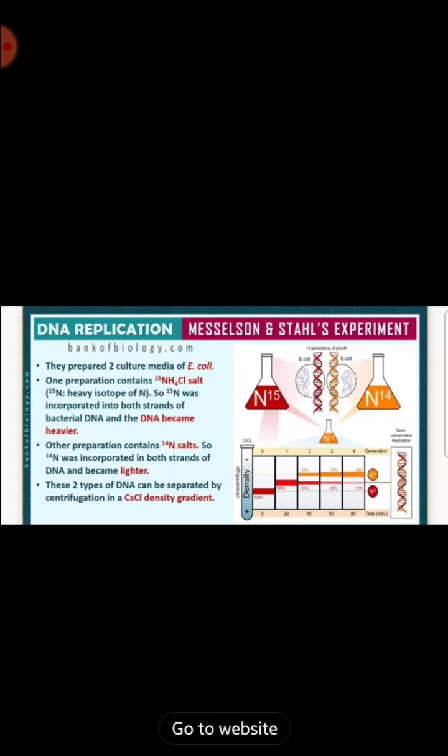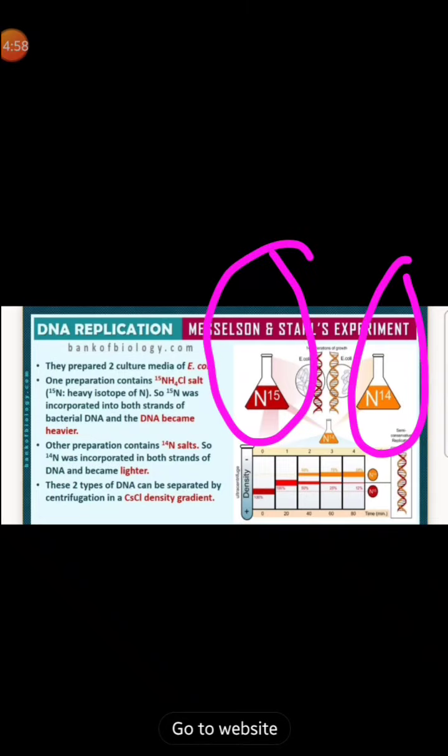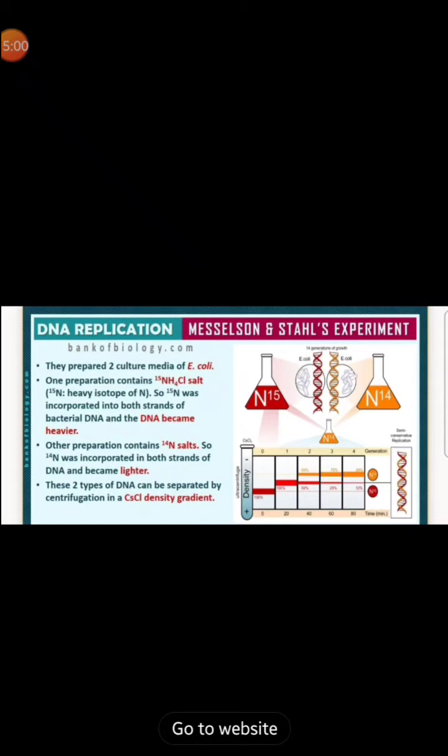So they prepared two culture media. Media in the sense the growing media, where the bacterial cells will be grown by providing the food that they require. So they prepared two culture media for E. coli. Escherichia coli was grown in two different media.